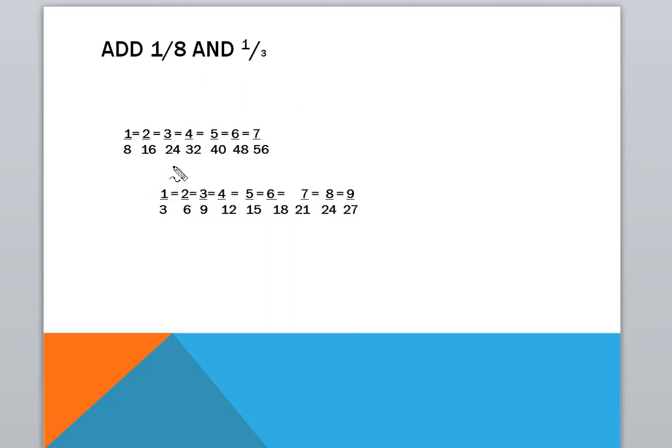1/8 plus 1/3. Now, to save time, I've worked out the families here already. So 1/8, 2/16, 3/24. I'm looking for the lowest number that's in there that's also in there. 8, no. 16, no. 24, yes. Look, 3 over 24, and 8 over 24. So 1/8 is 3 over 24 and 1/3 is 8 over 24.